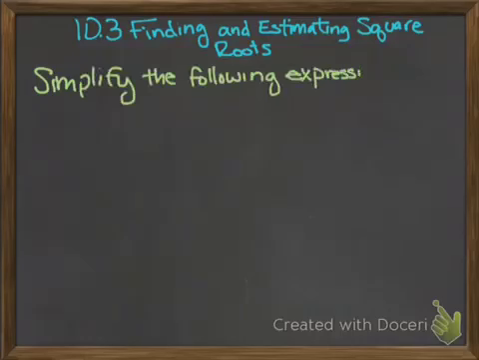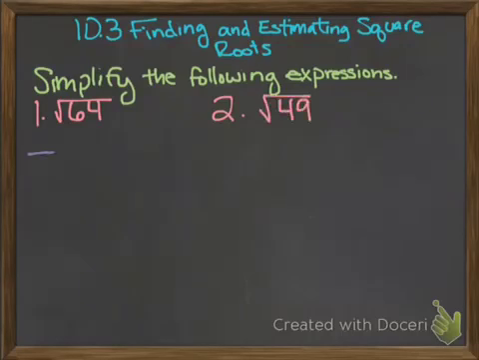So we're going to be given two square roots, and I want you to, on a sheet of paper, find the square roots of these. So number 1 is the square root of 64, and number 2 is the square root of 49. I'll give you some time to work on that, and the answer is not going to appear on the screen, but I will tell you them in a couple of seconds. So I'll give you some time to either pause it or write it down.